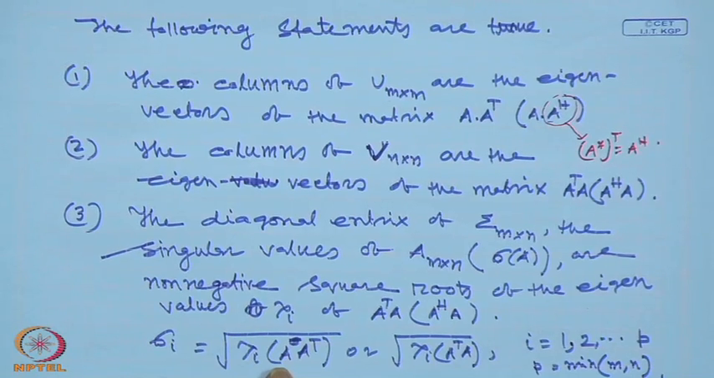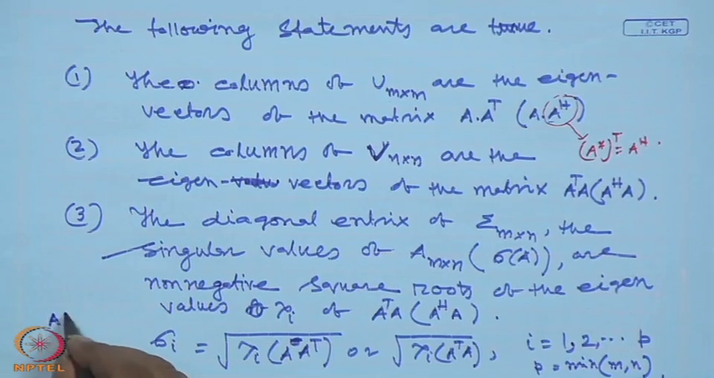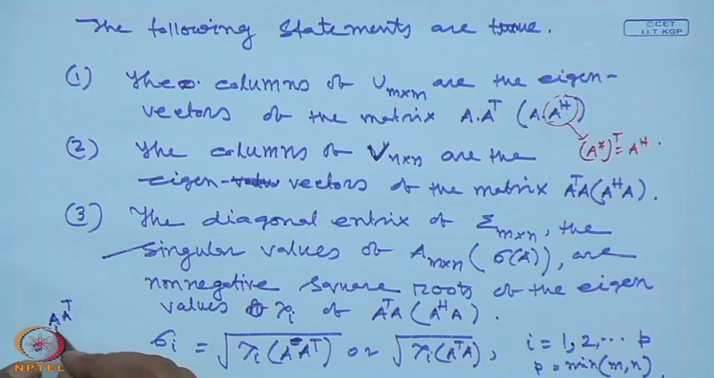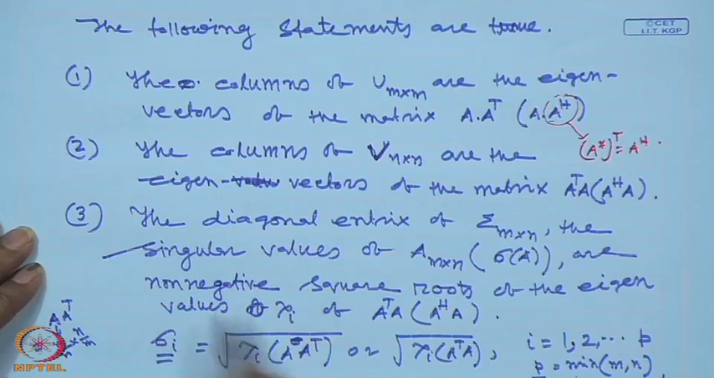You see this one: first find out the dimension of A. The dimension of A is m cross n, and A transpose is n cross m. So, if m is less than n, then you will do this one, the eigenvalues of the square matrix. Suppose n is less than m, then you do A transpose A. Then you will get the eigenvalues, sigma 1, sigma 2, all these things. That is why I have written p is the minimum of them. Agree? In this way you can find the singular values.